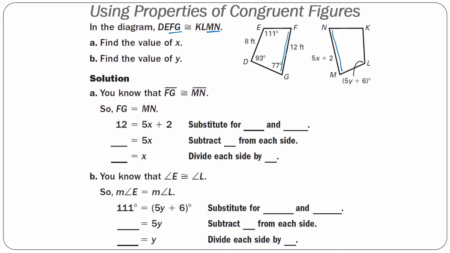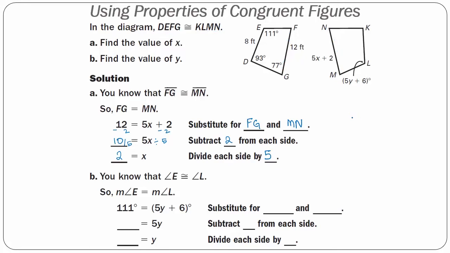Since I know that line segment FG is congruent to line segment MN, I know that the measures are equal, so I can set 5x + 2 equal to 12 and solve for x. So we start by substituting 12 for FG and 5x + 2 for MN. Isolate 5x by subtracting 2 on both sides, and we get that 10 is equal to 5x. Isolate x by dividing by 5 on both sides. 10 divided by 5 is 2, so 2 is equal to x, or x is equal to 2.